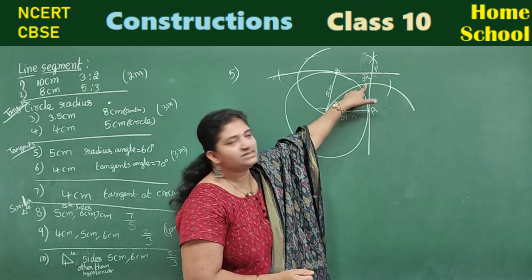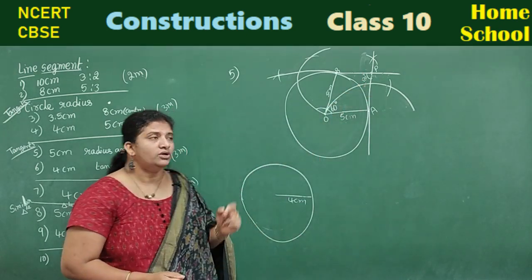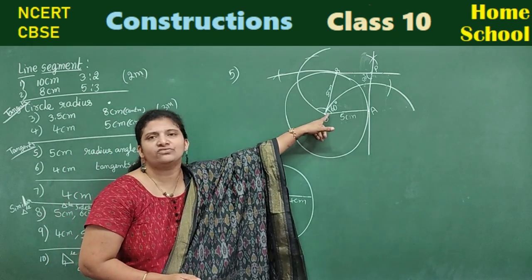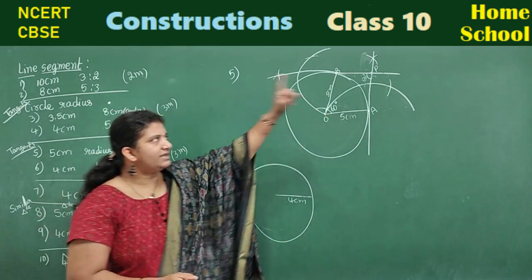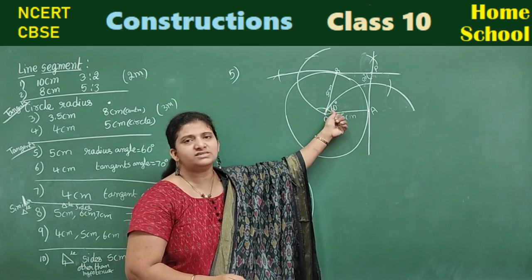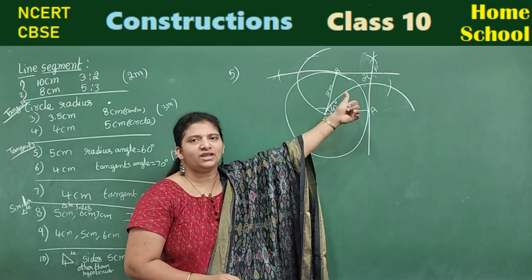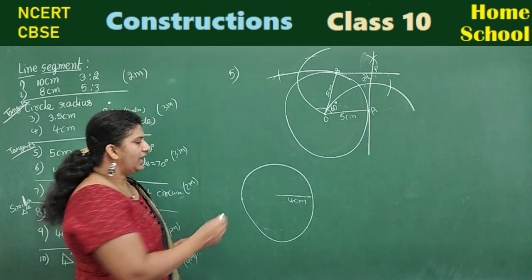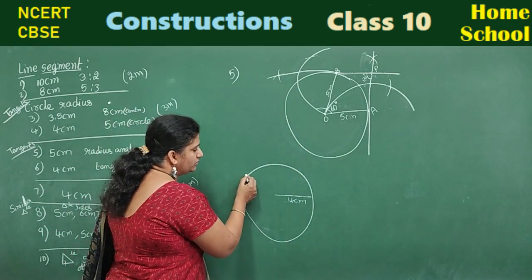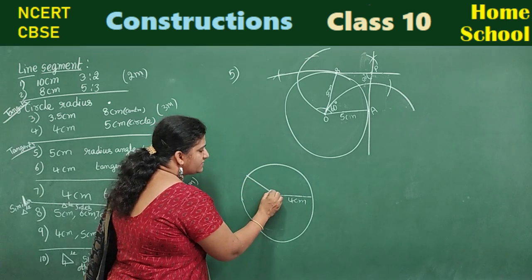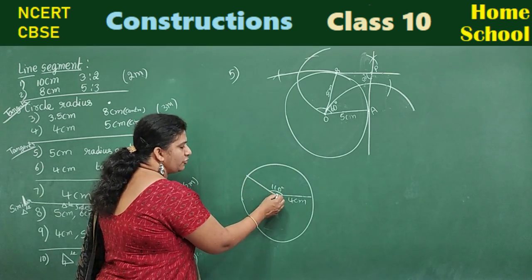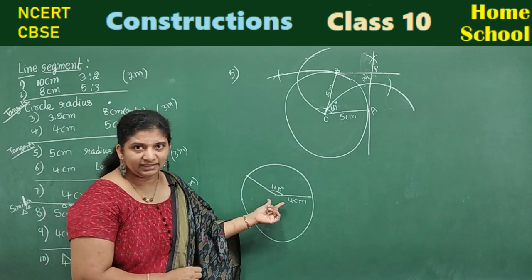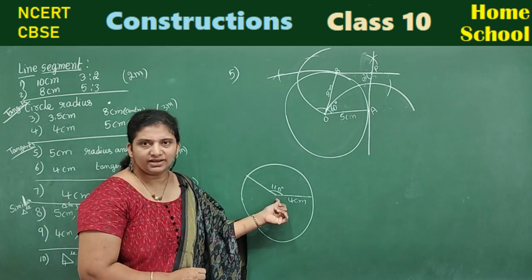If this angle is 70, what do you need to do? You should find out this angle first. If that is 70, then what will be the central angle? 180 minus 70, 110 degrees, is the central angle. Now, in that manner, do 110 degrees first here. Using a protractor, you can make 110 degrees and draw the radius.